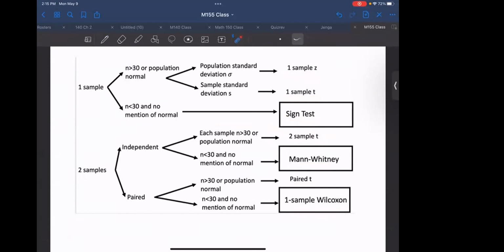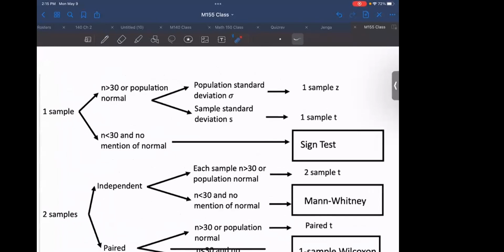So for example, the test depends on if we have one sample or two samples in the question. Two samples, we would use these. One sample we would use up here. Within the one sample testing, we have to see if our assumptions are true. If we have a big sample or the population is normal, we use these tests, which are parametric tests. We're now on the sign test, which is non-parametric, where we have a small sample size and there's no mention of a normal population.